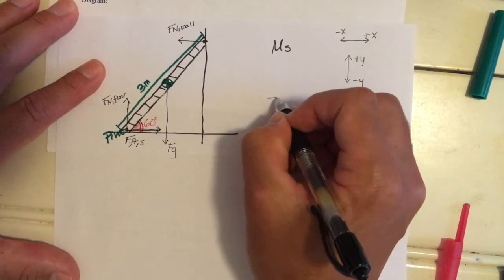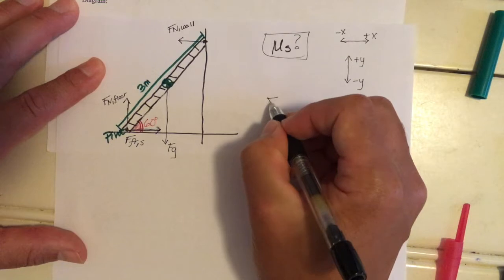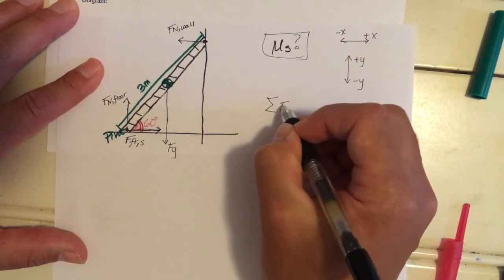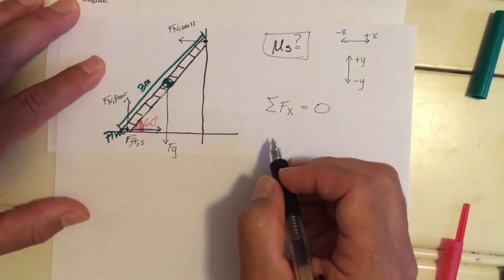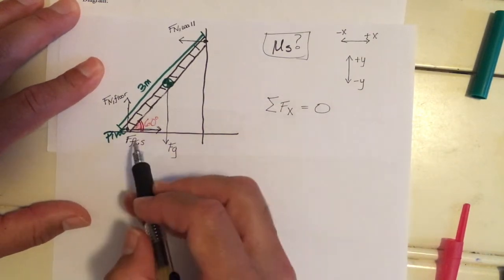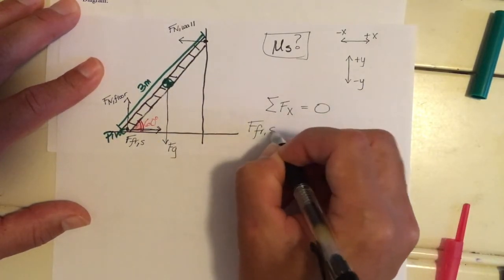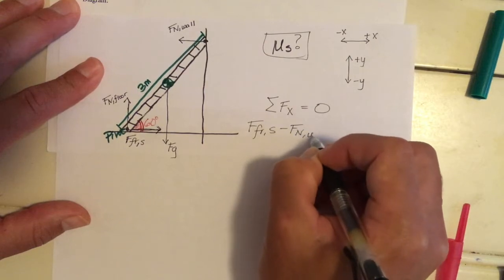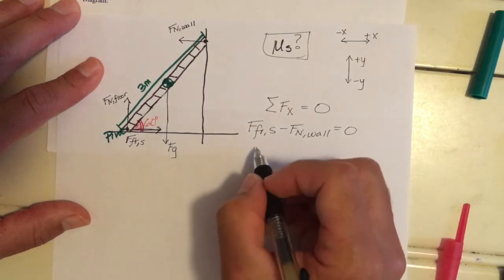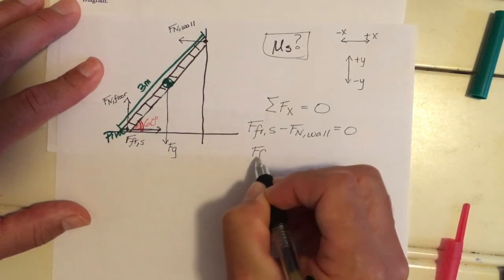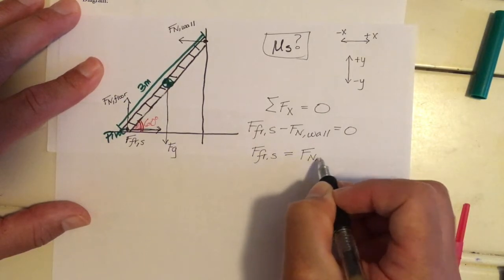All right, so anyways, the sum of the X forces, I can probably work right here. And we want to know mu S. That's our goal here. All right, so sigma Fx equals 0. Positive X forces: force friction static. Negative X force: Fn wall. Okay, I don't think we know either of these, so I'm just going to take it a step further.